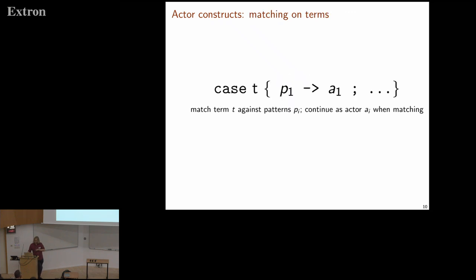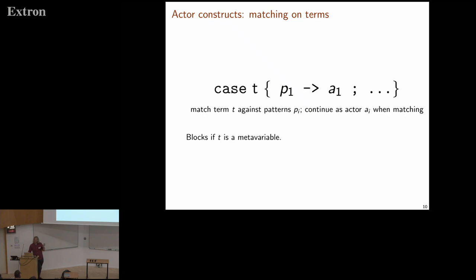You could do a case on a term. So this is basically like pattern matching. So T is some term, and you give a list of patterns that can include variables, etc. And you say that if T is a lambda, then I want to do that. If T is an application, I want to do that, etc. So we match the term against the patterns, and we continue as the first one that matches.